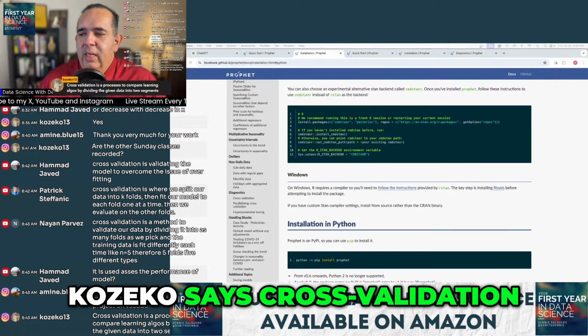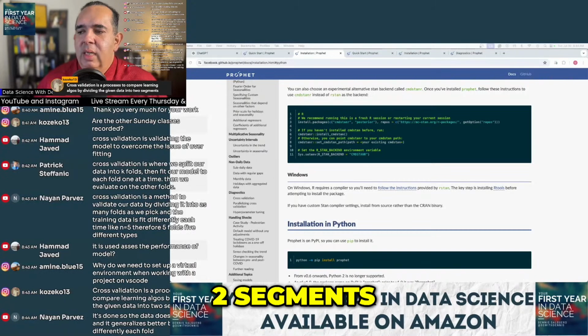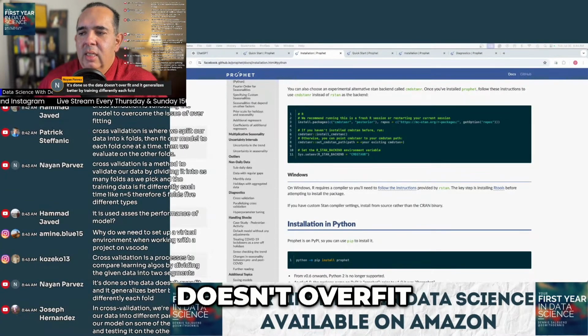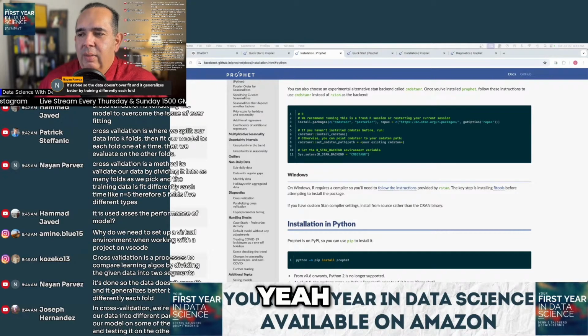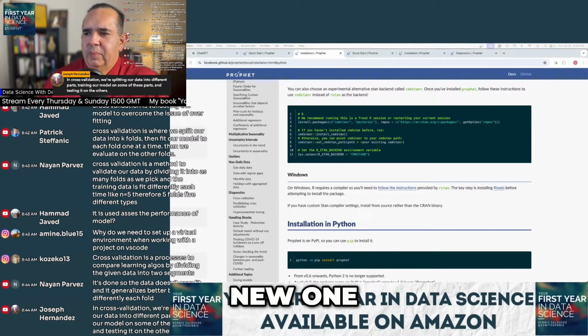Kozeko says cross-validation is a process to compare learning algos by dividing the given data into two segments. Nyan says it's done so that data doesn't overfit. Yeah, but why? Okay, Joseph, are you revising your answer? Or is that a new one? I think that's a new one.